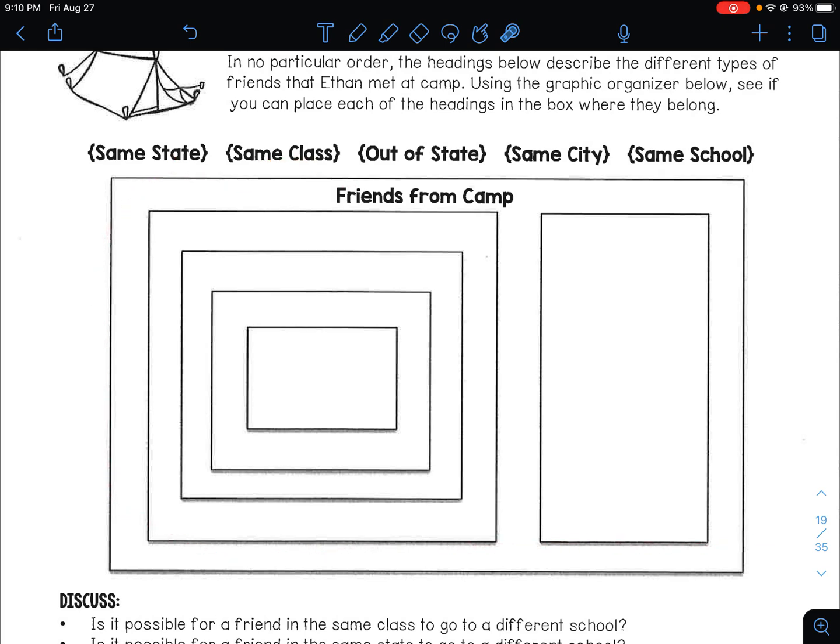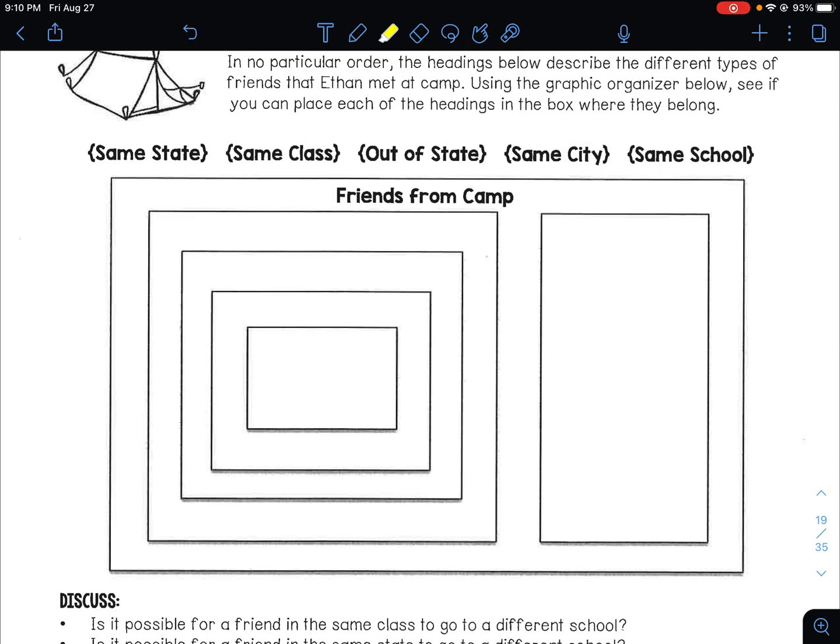Now, they want us to put these other headings: same state, same class, out of state, same city, same school. Some of these categories are really big, and some are really small. So think about it. Which one of these is the biggest category? Out of state or same state, those are pretty big categories. It's actually probably better to think of which one is the smallest category.